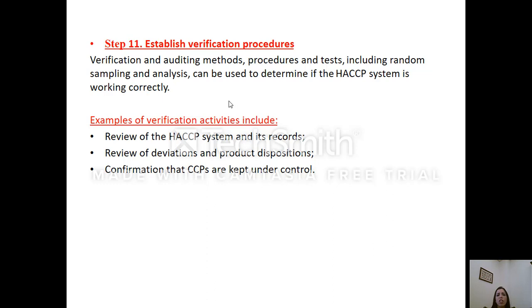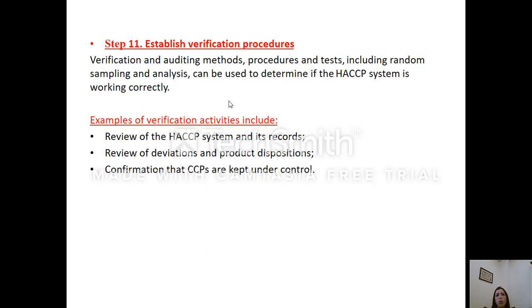Verification procedures: we need to make sure that the system is verified and working properly. How do we do so? First of all, by reviewing the HACCP system and its records. All the time we should do a kind of internal audit, okay? And all the time the quality manager should review all the records. Measuring the pasteurization is a record, the I button result is a record. He should all the time review the deviations, okay?